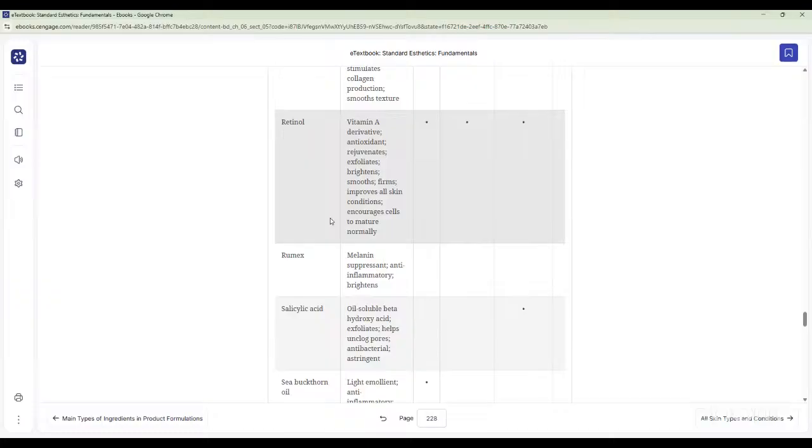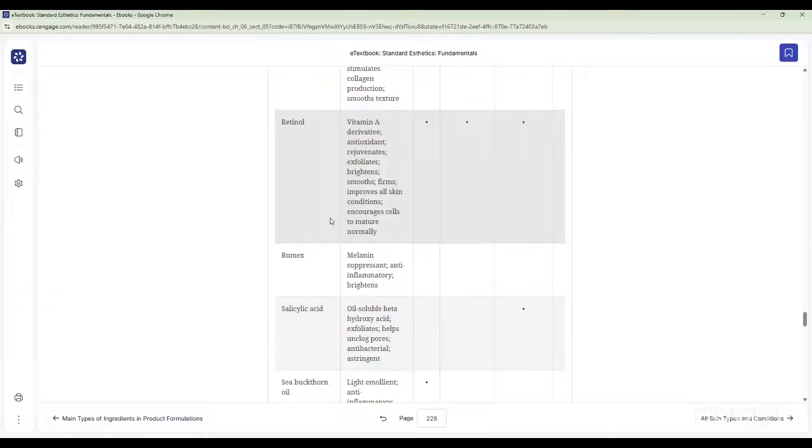Salicylic acid is one of those key ingredients used to help minimize acne and fight pores. It's oil soluble, so it goes in and breaks up oil, which makes it great for oily skin types. It's a hydroxy acid. It lightly exfoliates and helps unclog pores.